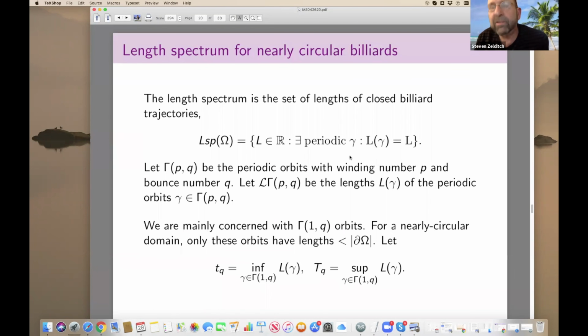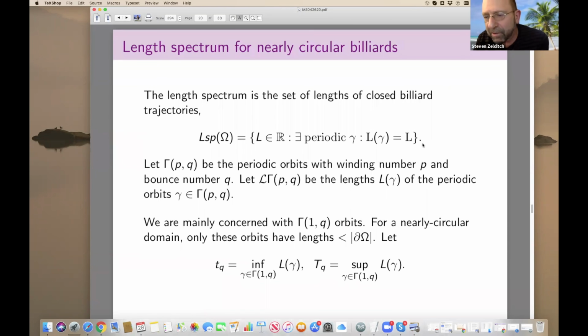First of all, we're going to do wave invariance. The length spectrum is a set of lengths of periodic trajectories. That's a set of numbers in the real line. If you don't make any assumptions, this could be pretty much any closed set in the real line. You might have a Cantor set, for example. So the length spectrum can be a mess.